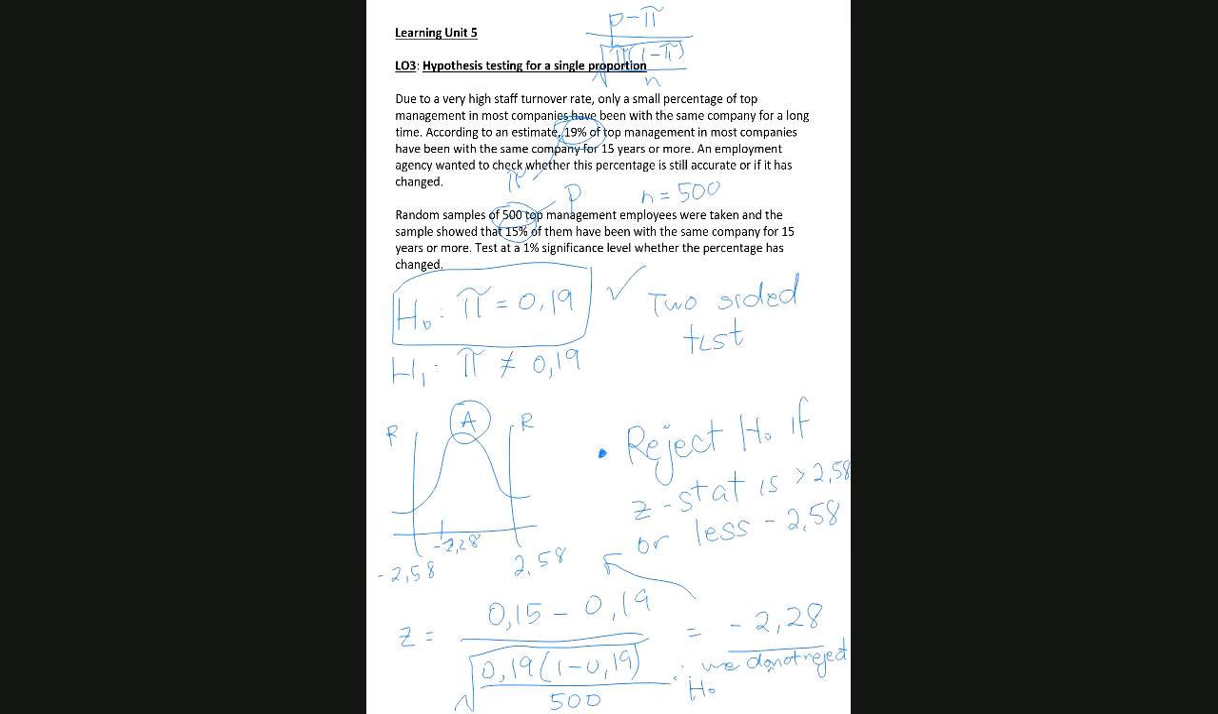So you'll say that we don't reject the null hypothesis, which indicates that 19% of top management in most companies do stay with the same company for 15 years or more. So you'll state exactly what the question had said: 19% of top management in most companies have been with the same company for 15 years or more. So this is what you'll state beyond accepting or rejecting the null hypothesis. I'll give you a second and then I'll continue with the next example.